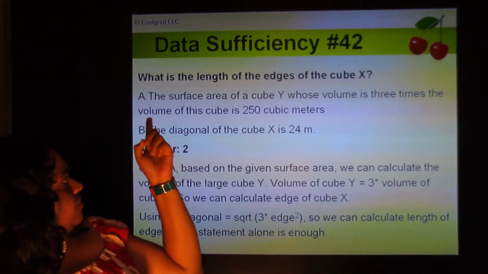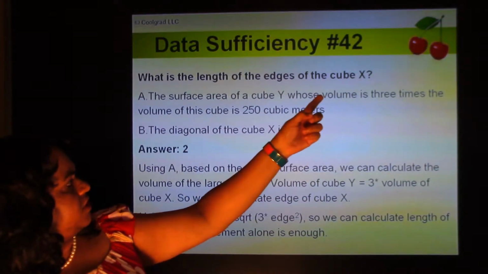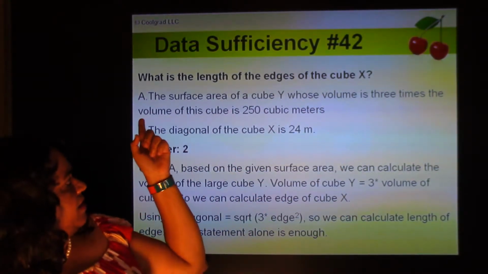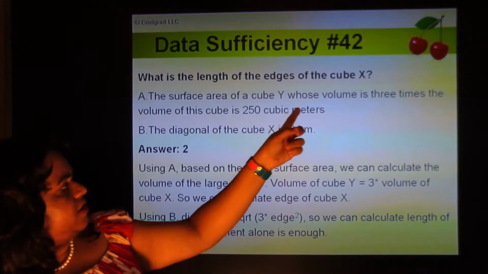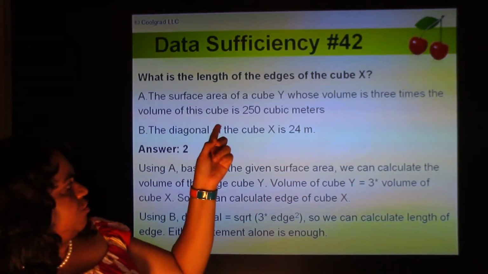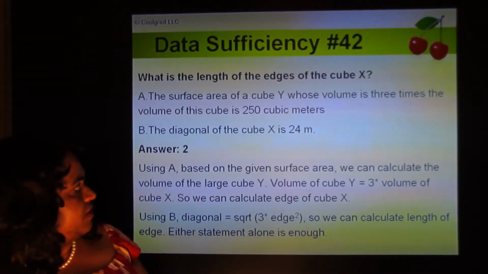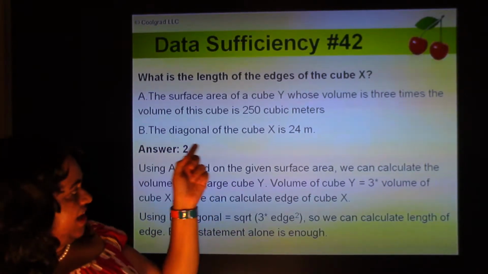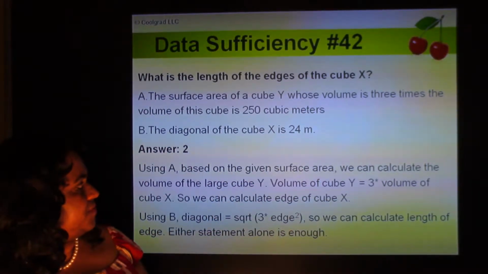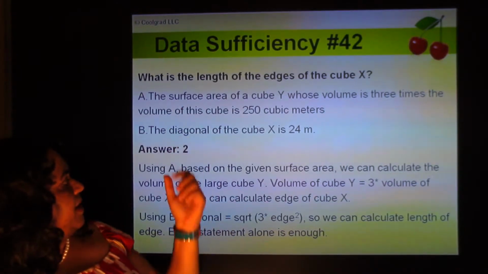Question 42. What is the length of the edges of the cube X? Statement A, the surface area of a cube Y, whose volume is 3 times the volume of this cube, is 250 square meters. Statement B, the diagonal of the cube X is 24 meters.